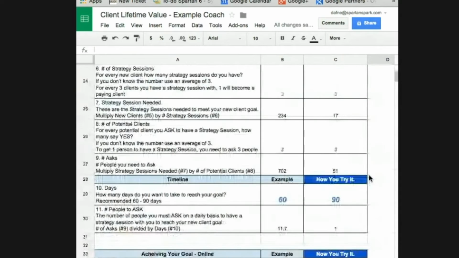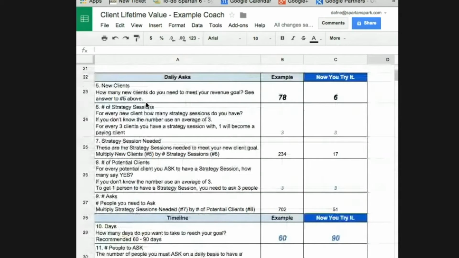So what does she need to do? She needs to talk to a certain number of people to get that goal. How many clients do you need to meet your revenue? It's the same number as above, so it's 6 clients. The business coach needs 6 clients. Next, the number of strategy sessions. For every client, how many strategy sessions do you have? So we're going to have 3 strategy sessions to change each client.